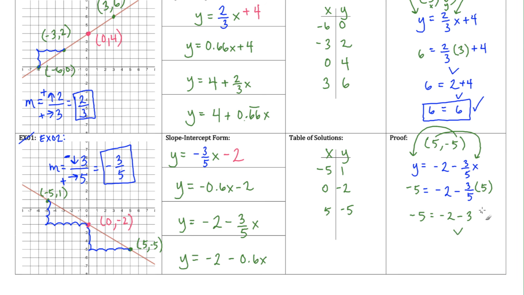And negative 2 minus 3 is negative 5. And negative 5, in fact, equals negative 5. Both sides are balanced. The left side of the equation was equal to the right side when x was 5 and y was negative 5. That's it. Thank you.